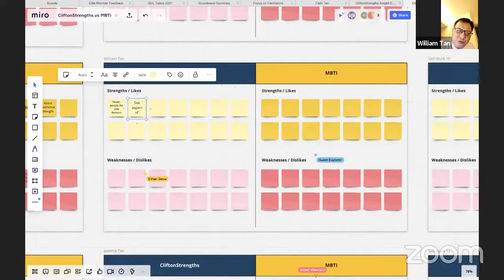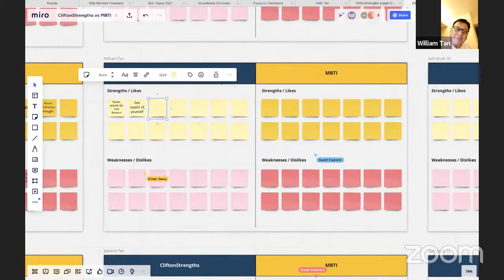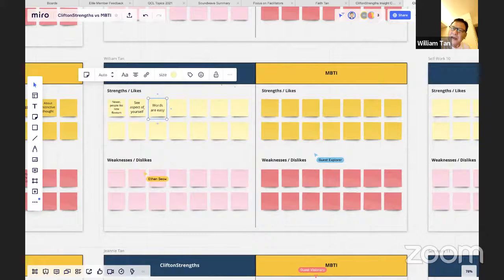It applies to both, for all this personality profiling. They are all different facets of us, depending on how we want to look at things. With strengths, the words are easy, it just lends itself to maybe five words. That's it.